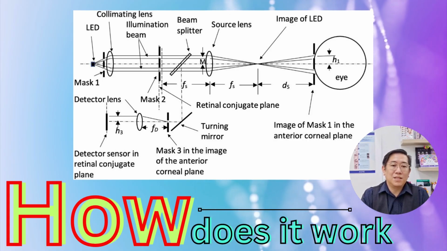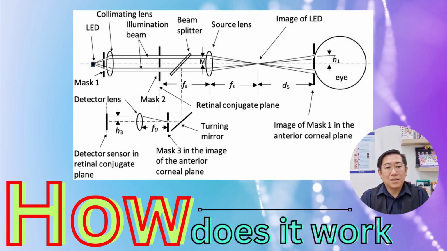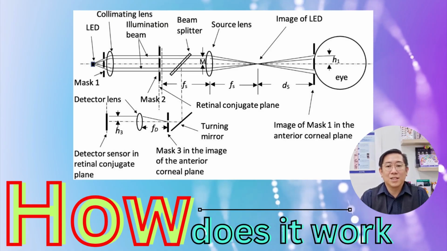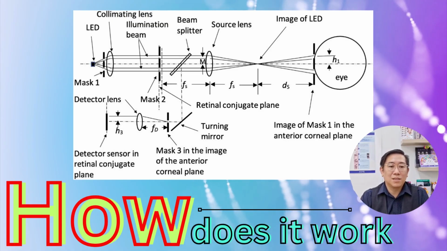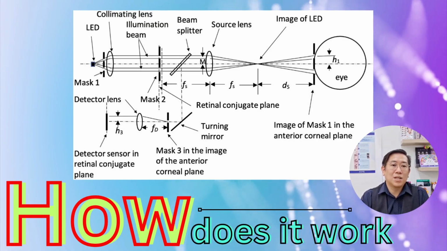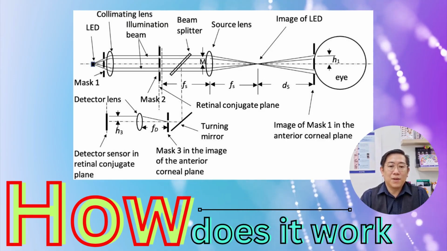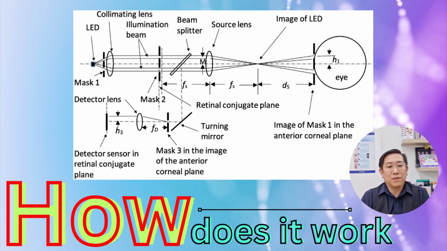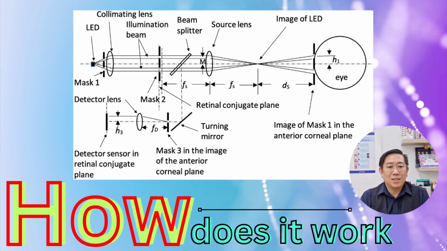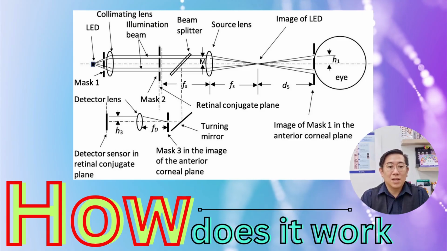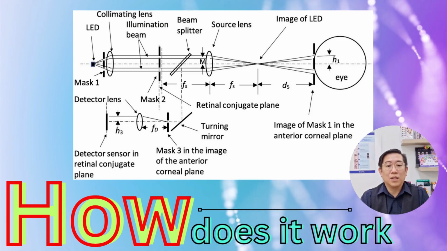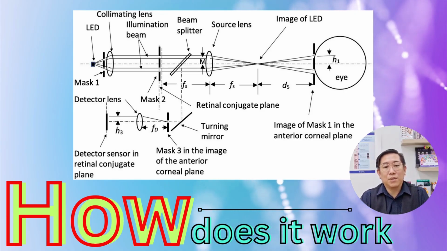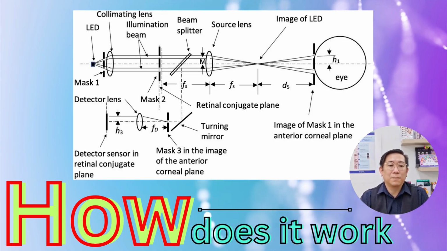Fourth will be the digital analysis. The sensor captures data such as the size and the position of the returning image. The processor compares the original image from mask 1 with the image received at the detector. Based on the comparison, the system calculates refractive errors in diopters, astigmatism axis and magnitude, and the focusing power needed for a clear retinal image. All of this is done through advanced algorithms built into the device software.